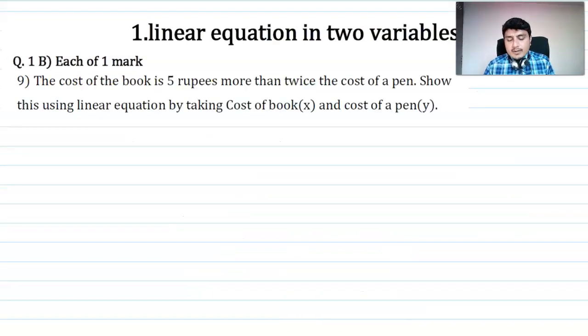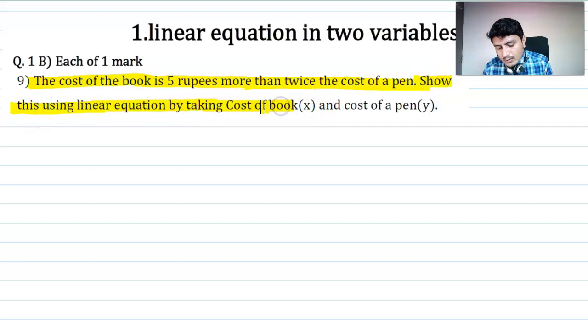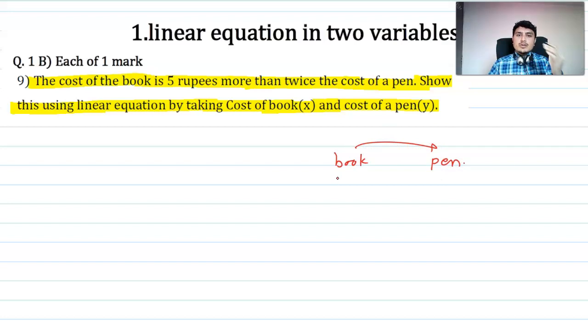Look at question number 9. We are given the cost of the book is 5 rupees more than twice the cost of pen. Show this using a linear equation by taking the cost of book as x rupees and the cost of pen as y rupees. Now look ahead, we have given the comparison between the cost of book and the cost of pen. So the cost of book is x and the cost of pen is y.